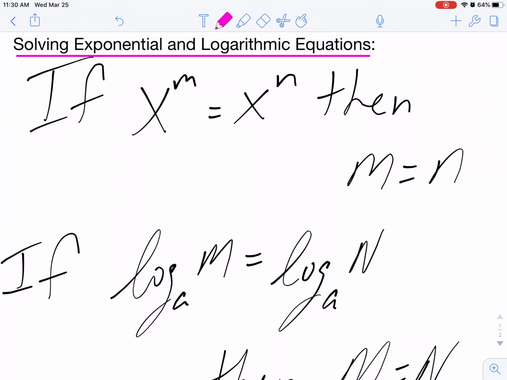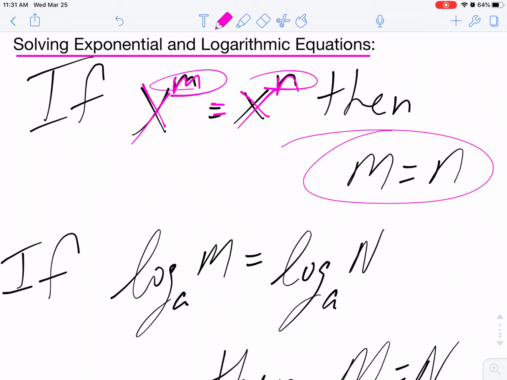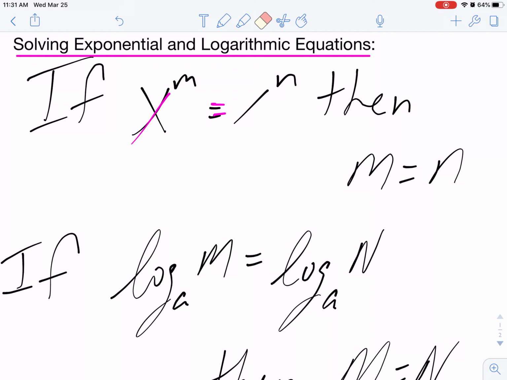Okay, so basically what the first rule is saying is if you have x to the m equals x to the n, then you know that m has to equal n. The thing to notice is the bases have to be the same. The bases on both of those expressions is an x. So if you can get the bases to be the same, then you know that the exponents also have to be equal to each other.